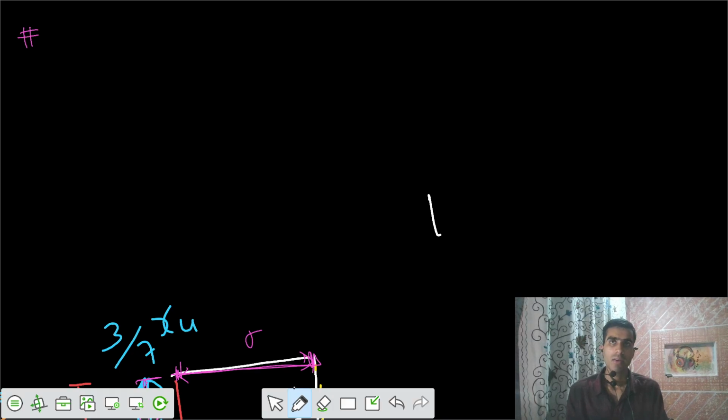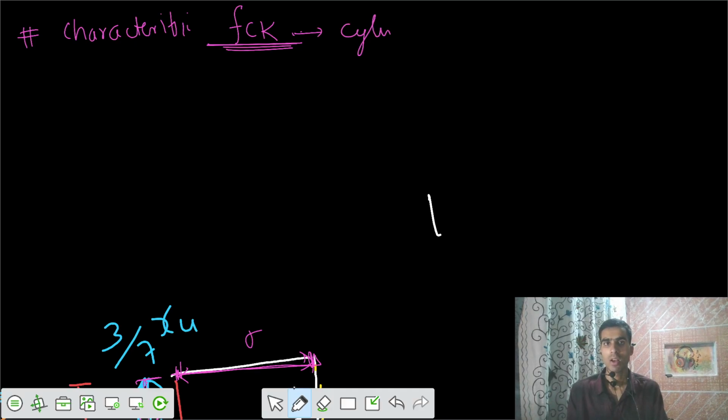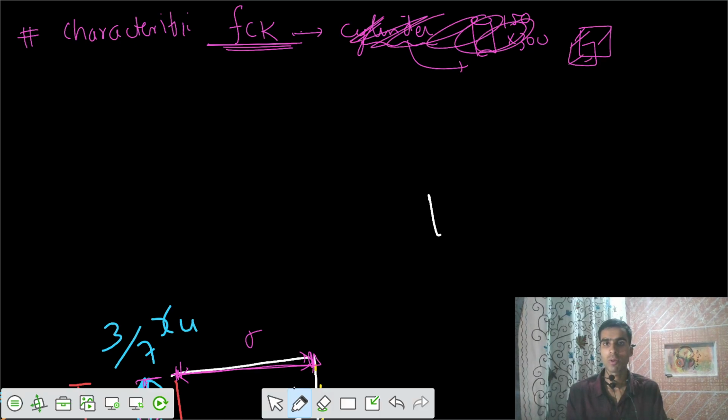So we had the concept of design strength. Initially we have characteristic strength, that was your FC, and corresponding to the concrete we say there is some FCK. This was your characteristic compressive strength. We performed this test on cylindrical specimens of some fixed dimensions, 150 cross 300. Or we can say this was corresponding to cube.